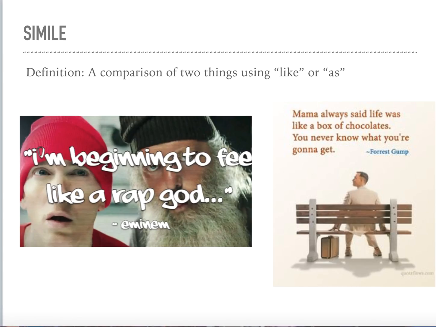Now, a simile, on the other hand, is a comparison of two things using like or as. So when you're using a simile, you're normally saying that one thing is like something else. For example, we have this example on the right from Forrest Gump, which says, "Mama always said life was like a box of chocolate. You never know what you're going to get." So, two things are being compared, life and chocolate, but it's saying that life is like a box of chocolate.